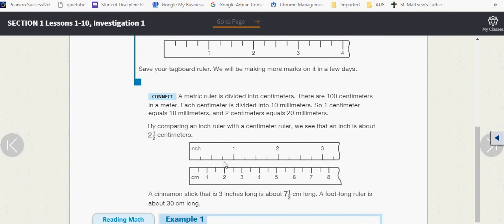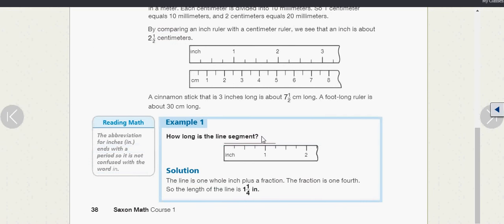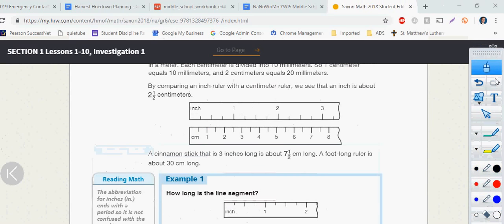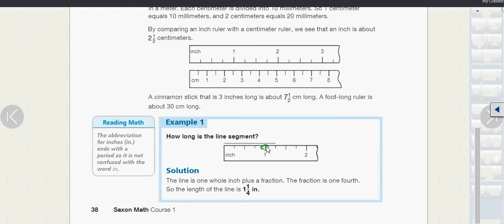Metric rulers just use tenths to show millimeters, centimeters. So how long is this in inches? Well, 1 inch is right here, and the line goes further than that inch. It goes here, and then it goes past all the way to here. And that's where it stops. Well, what is this? I quickly went over that this is a half inch, halfway between the two. This is halfway between the half, and half of a half is a quarter.